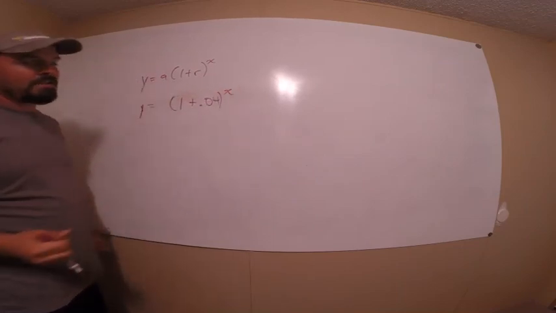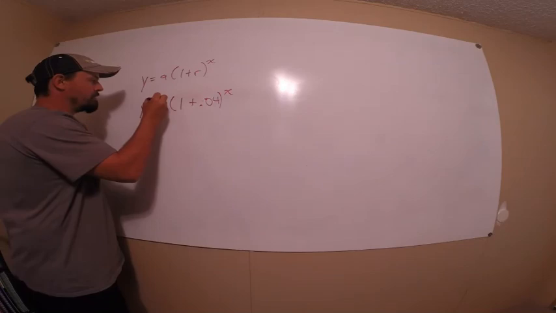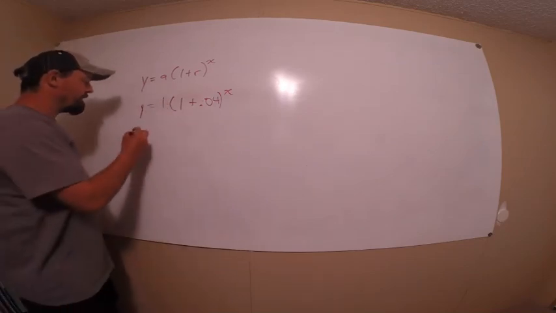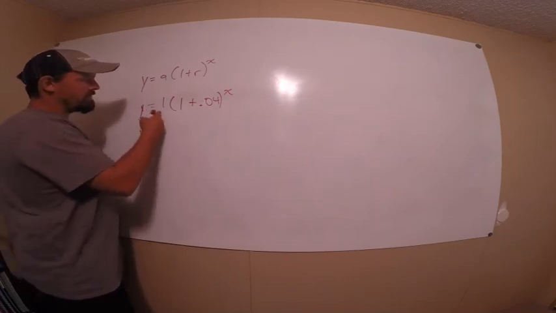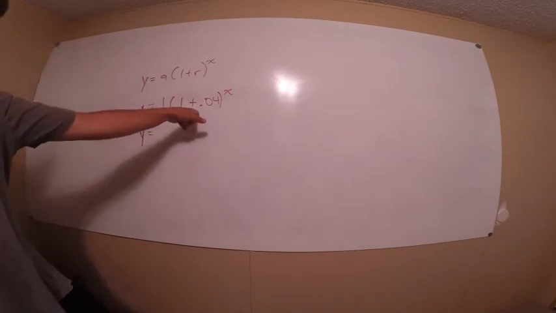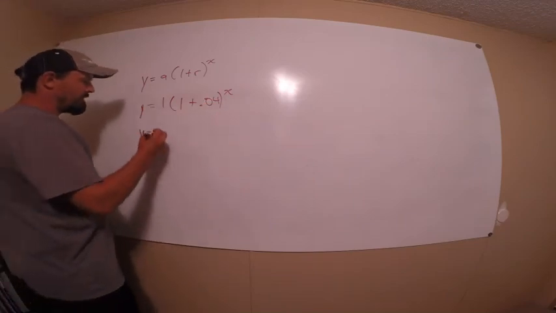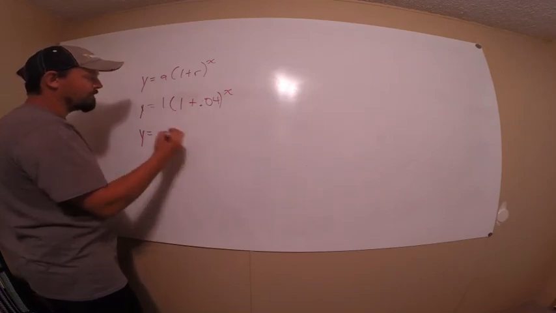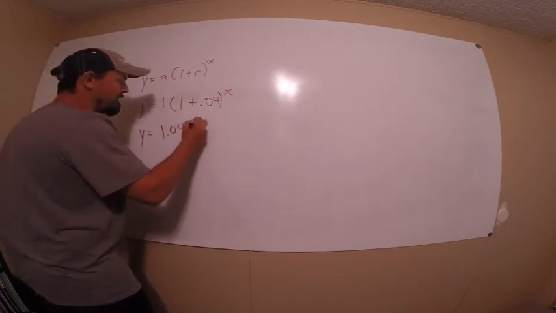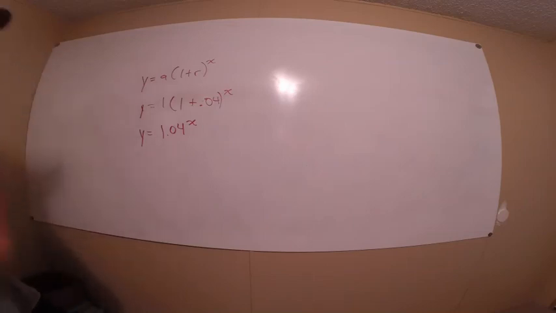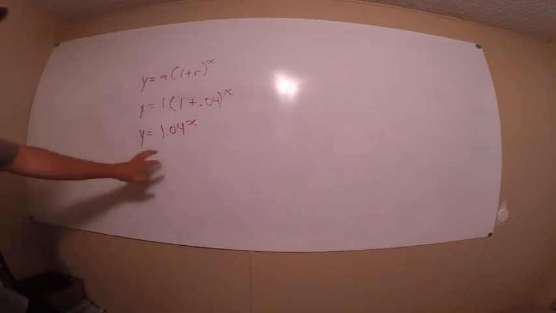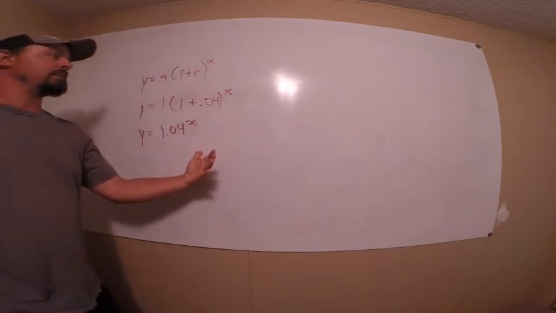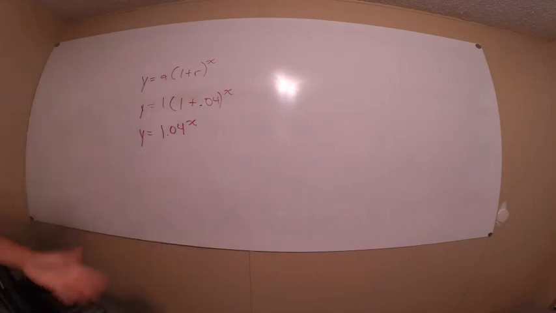And our a here is basically our initial value. Our initial value here was $1. Okay, so if we want to use the definition, we can say that's 1 times 1 plus 0.04 to the x. So anything times 1 is just itself, so that's really 1 plus 0.04, which is 1.04 to the x. So that's your two methods. You could do it by the definition and get the equation, or you can kind of work through the logic of it and get the equation as well. So you got two options.